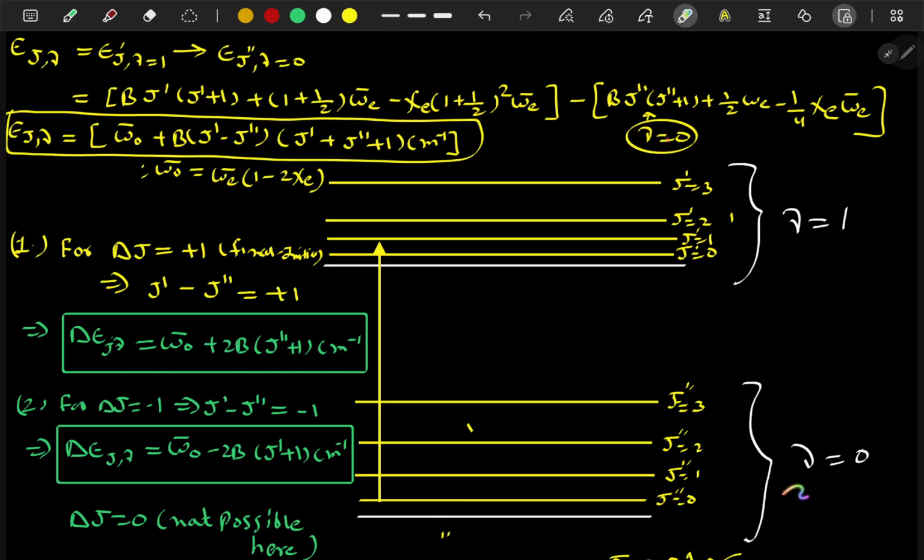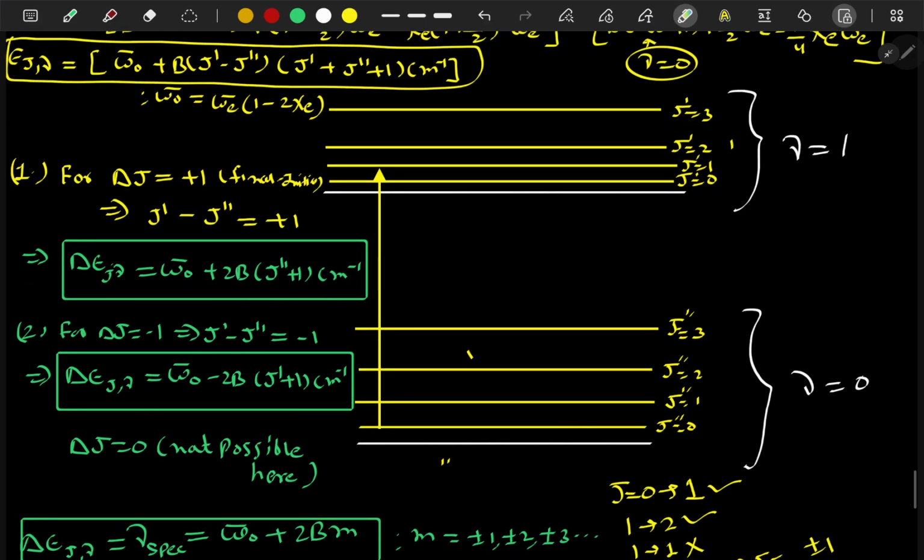And put v equal to 0 for ground, for double bar, and you have the final answer: omega bar plus B (J' minus J'') (J' plus J'' plus 1) centimeter inverse, where omega bar equals omega_e bar minus 2 x_e.